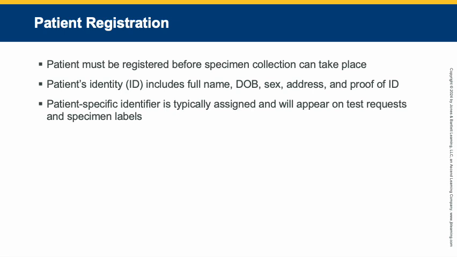The patient's identity, which includes their full name, their date of birth, their sex, their address, and proof of ID, is established, and the information is entered into the facility database or verified if the patient is already on the database. This usually involves a patient-specific identifier, which will appear on all test requests and specimen labels for that patient.